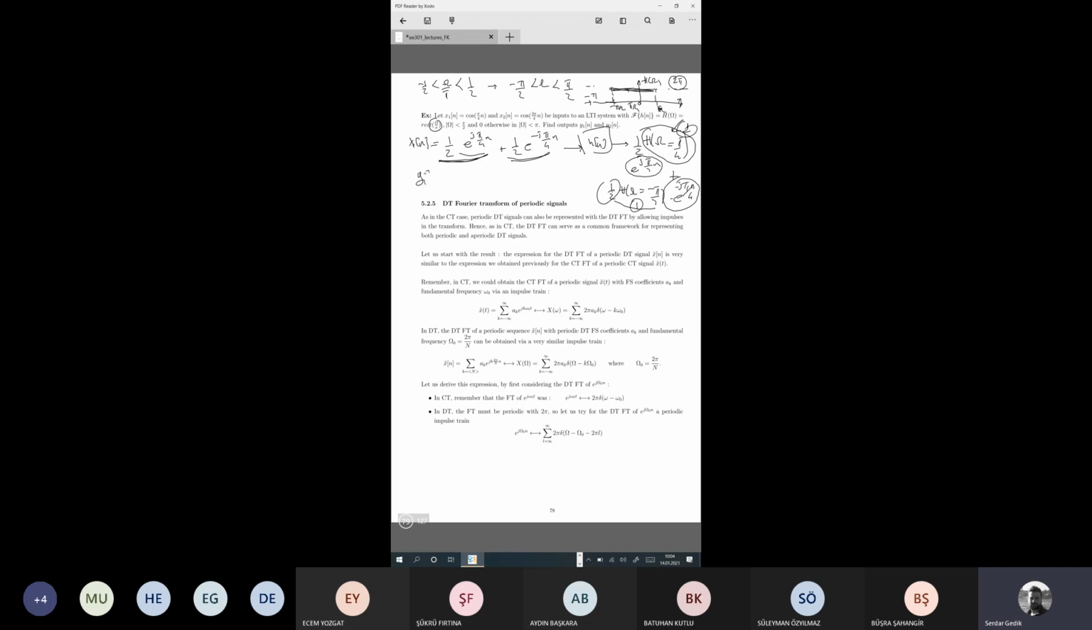So y1 of n is nothing but x1 of n. So that's it. y2 of n is your homework exercise. So please try this at home.